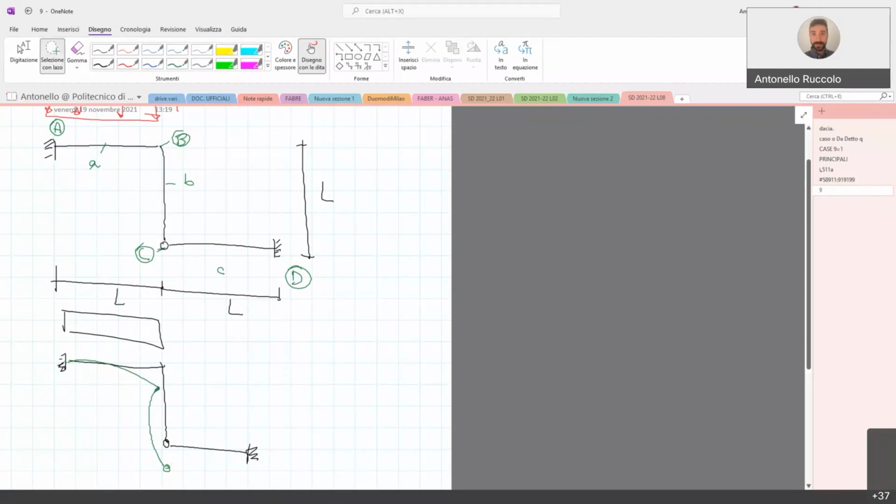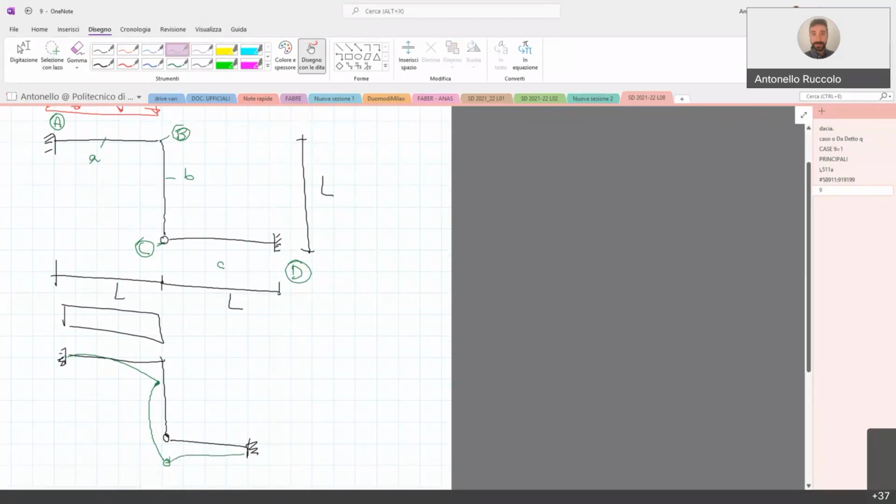Okay, it's not the best drawing I ever did, but it is clear that we can have something like this. So we can expect some displacement, which we will call eta, and some rotation, which will be phi.